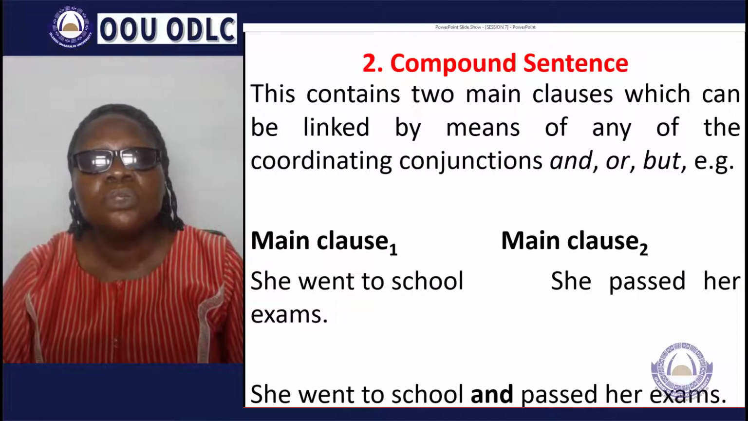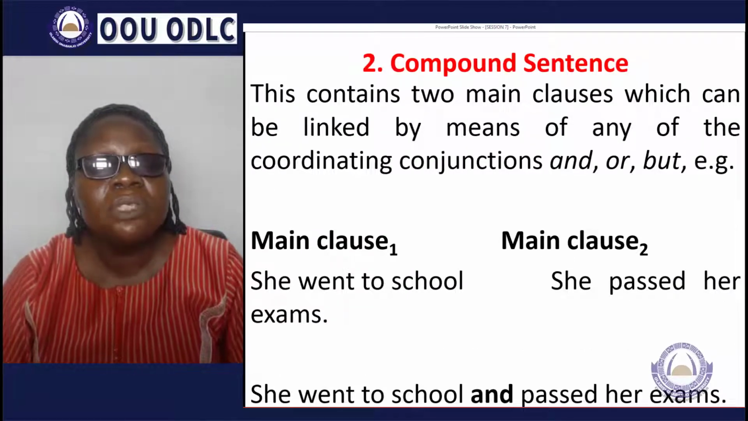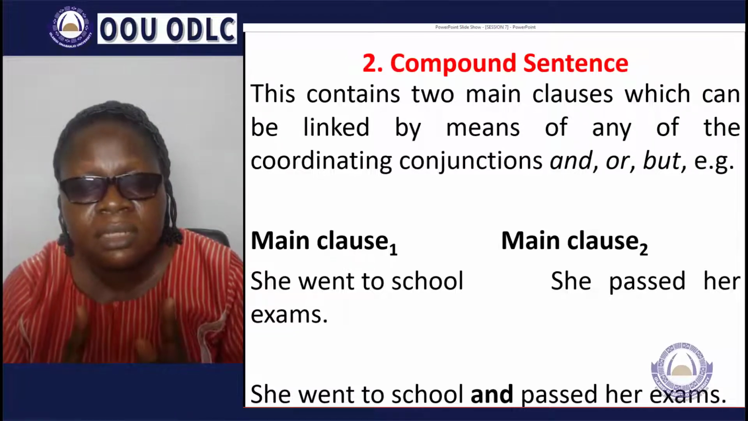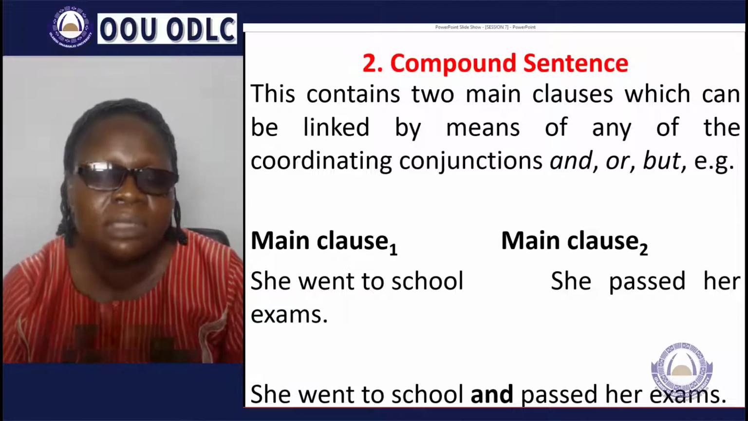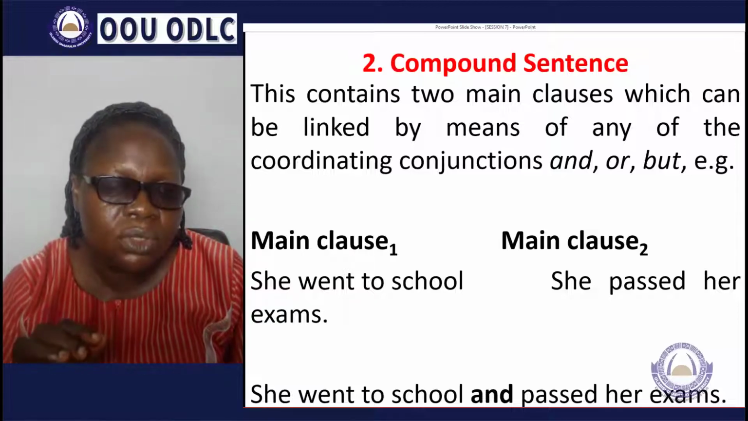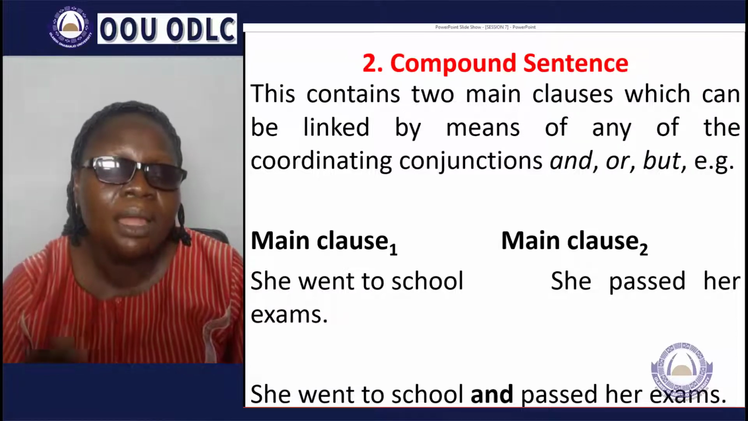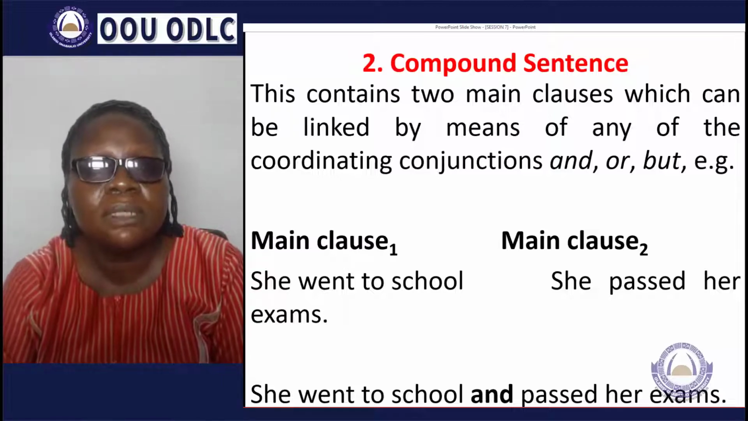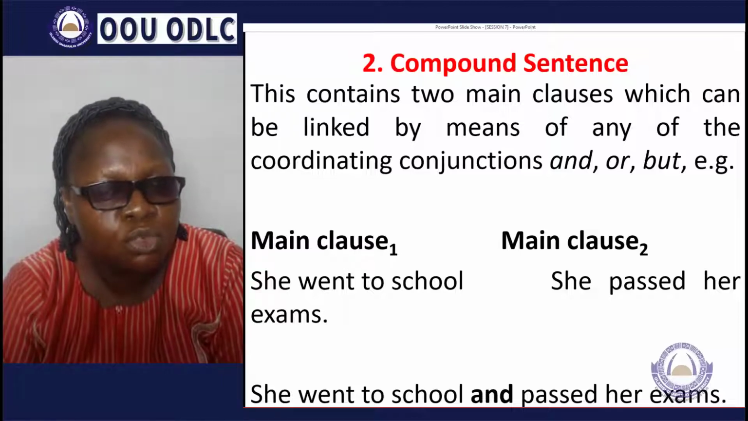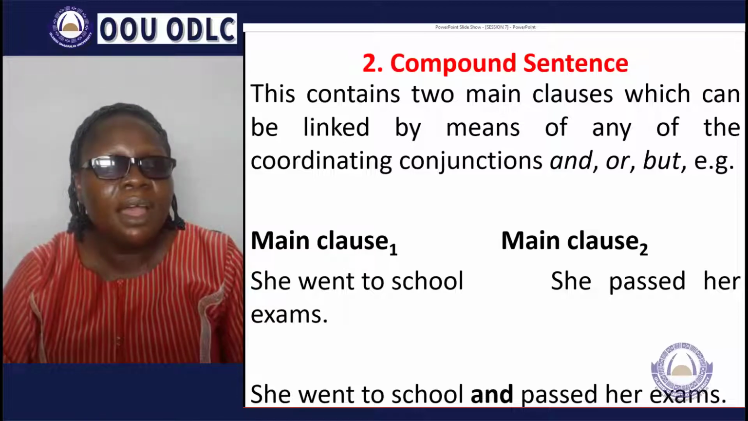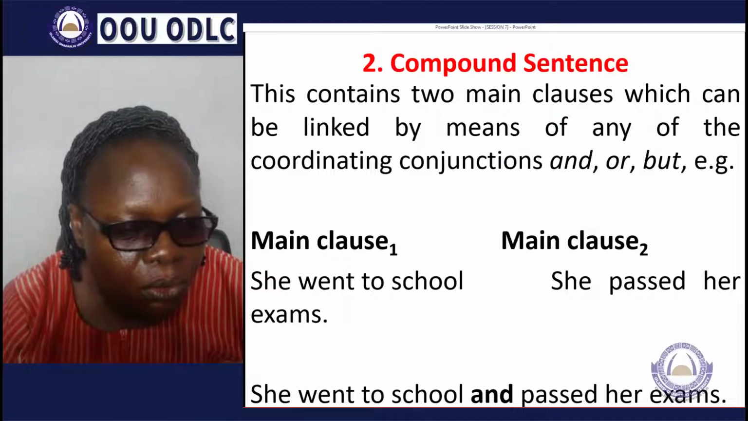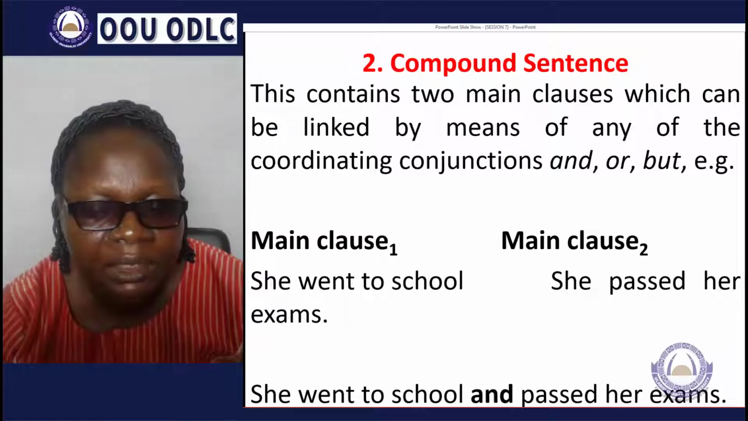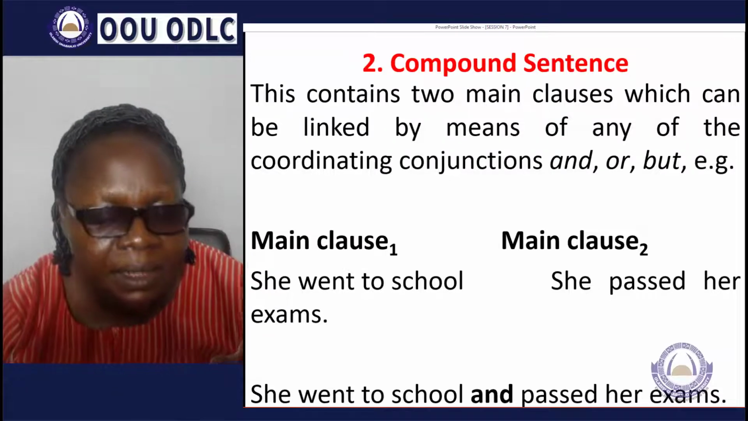Let's take a look at number 2, the compound sentence. This contains two main clauses which can be linked by means of any of the coordinating conjunctions and, or, and, but. Take a look at those three words, and, or, and, but. Now, in the sentence on the screen, there are two main clauses, and a compound sentence must contain two main clauses. Here we have main clause 1. She went to school. That can stand alone and convey to us a complete thought or meaning. Then we have main clause 2. She passed her exams.